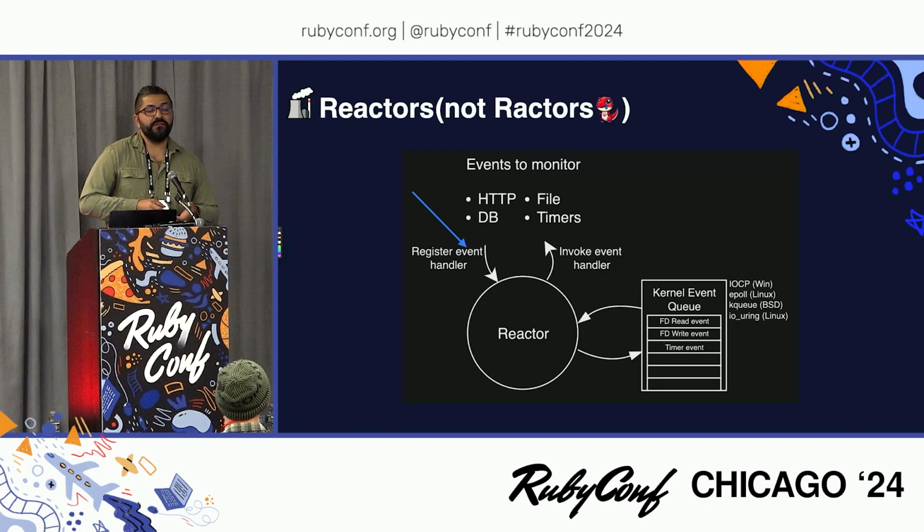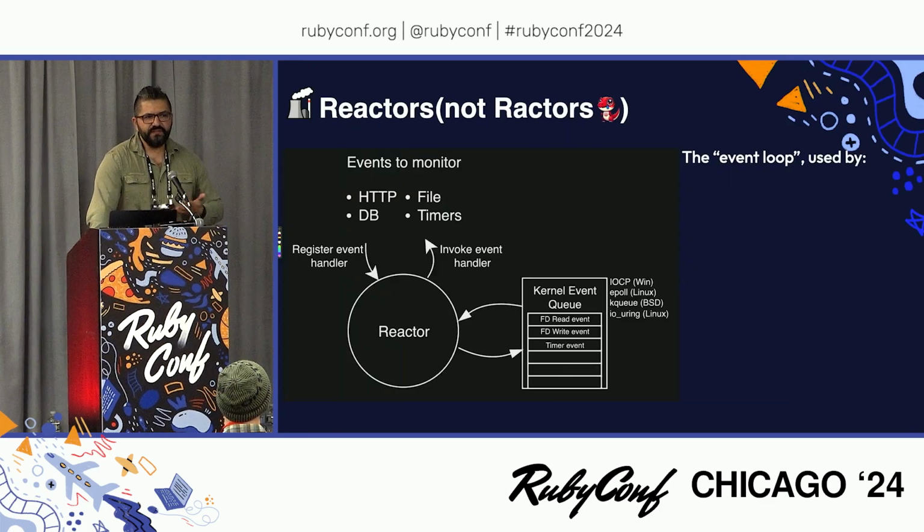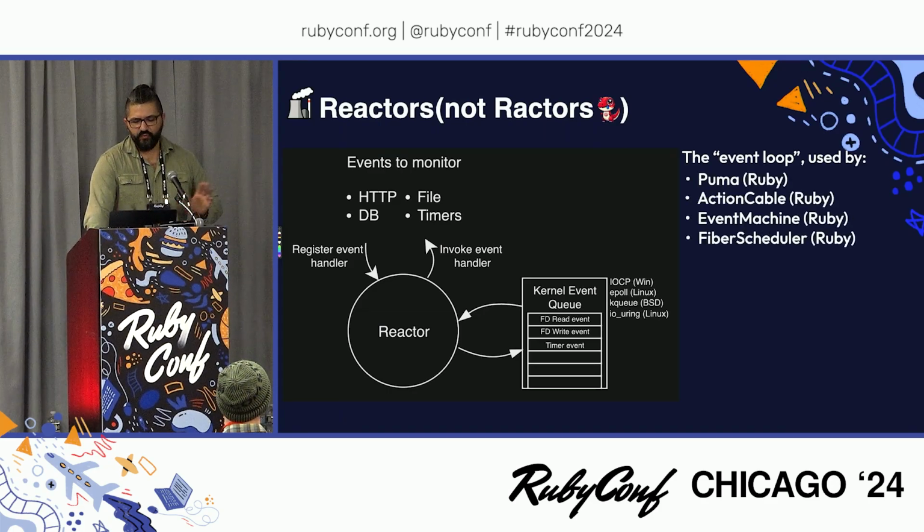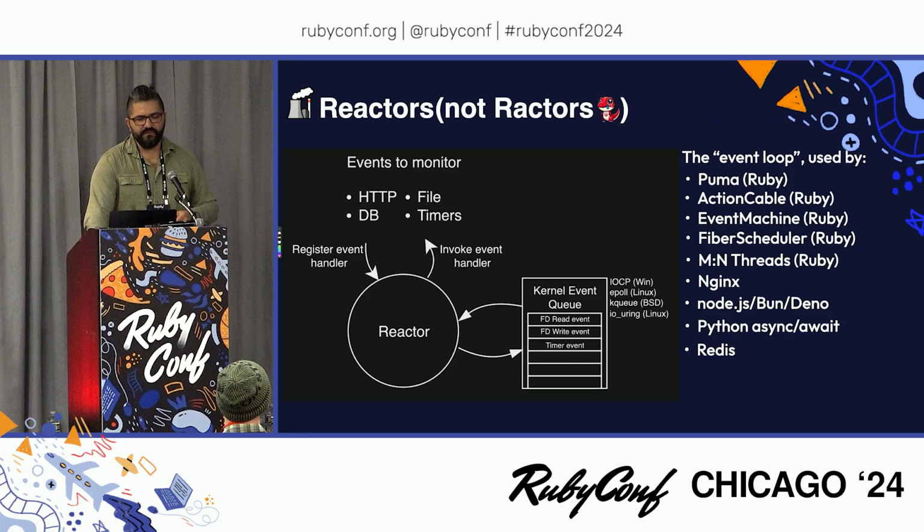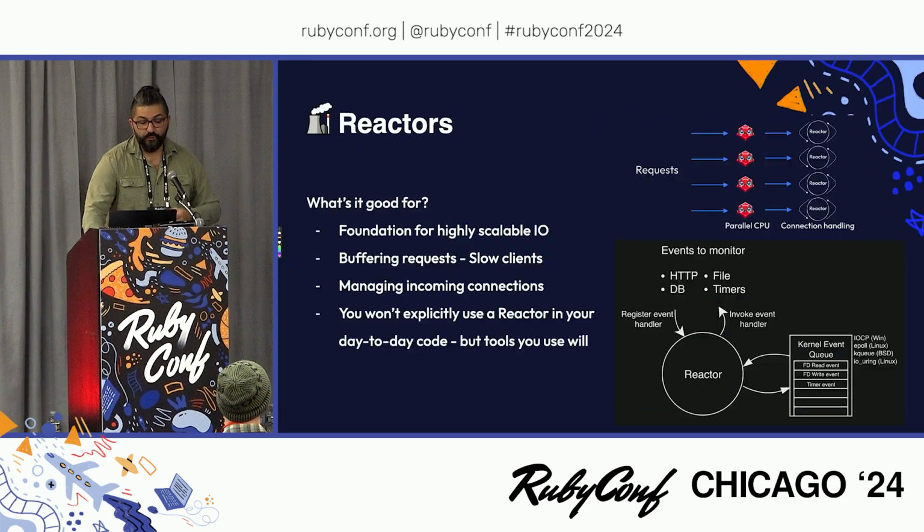You register an event handler saying, hey, when is this socket ready to write to? That hands off to the kernel event queue. You go off and do something else. When it's done, the kernel event queue lets the reactor know. It invokes your handler for you, and you can start writing to your socket or reading from your database. This is the same thing as an event loop you may have heard of, and it's used by tons of stuff. Puma, Action Cable, Event Machine, all sorts of things. It's a really powerful concept, and the only reason I bring it up is because we're going to even use it later on.